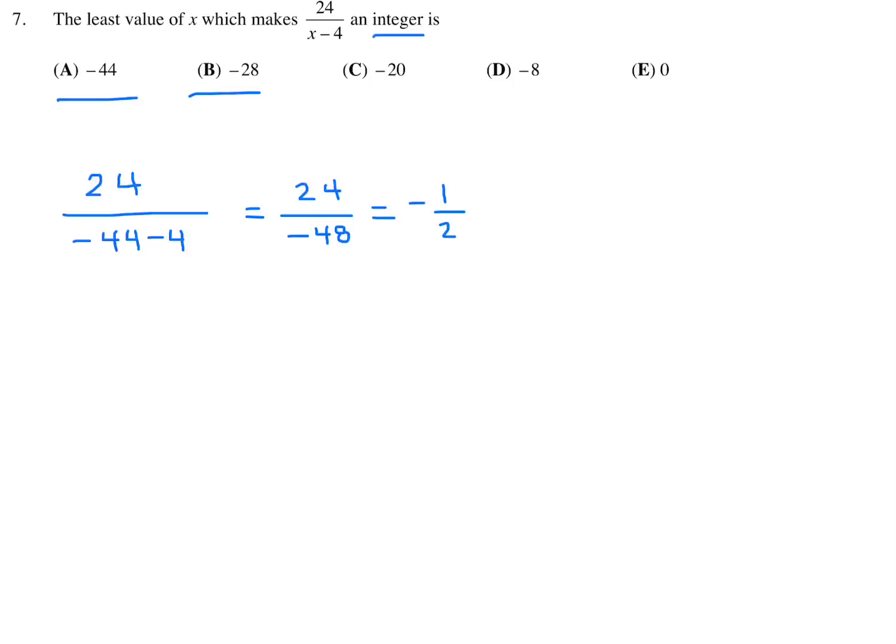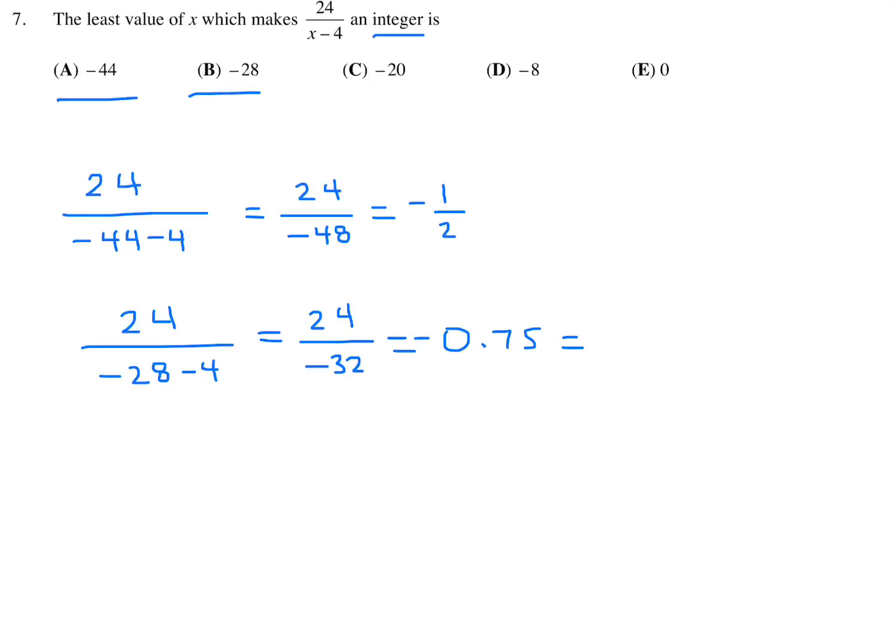Let's try minus 28 for x. Minus 28 minus 4 gives you 24 over minus 32, and this is 0.75 approximately, 3/4, whichever way you want to write this. Either way, it's not an integer. So let's keep going. Let's try minus 20.